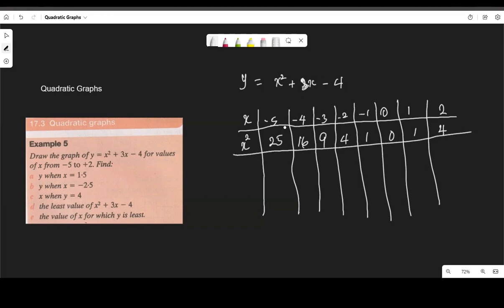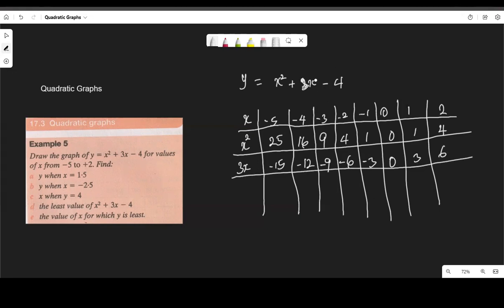And the next row is 3x, that is 3 times x. 3 times -5 is -15. 3 times -4 is -12. 3 times -3 is -9. 3 times -2 is -6. 3 times -1 is -3. 3 times 0 is 0. 3 times 1 is 3. 3 times 2 is 6.